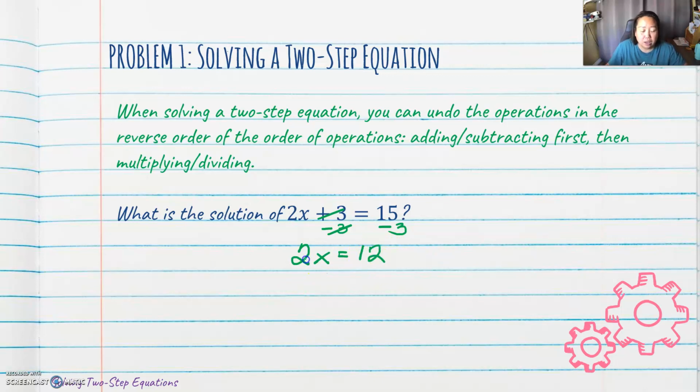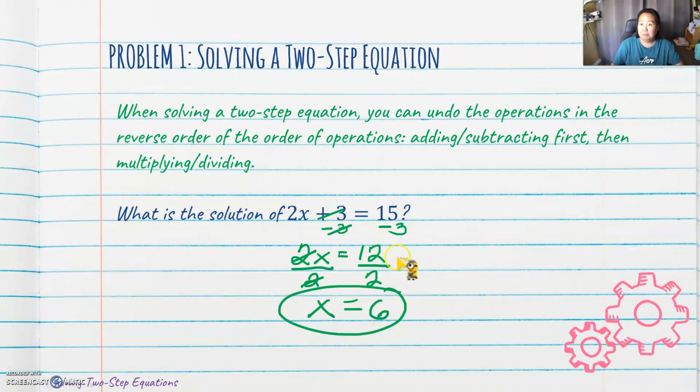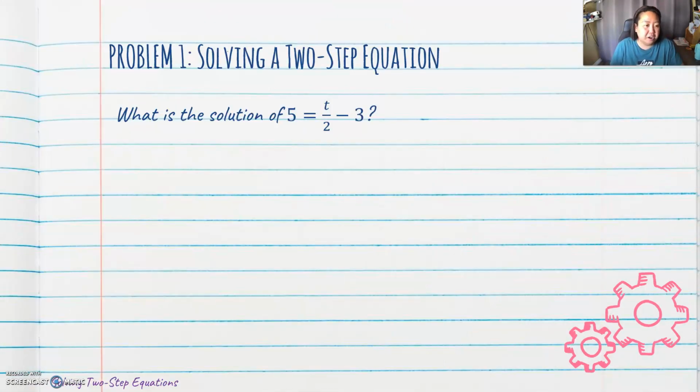Now it's a lot easier for us to isolate our x because we are down to only one operation, and that is multiplication. 2 times x can be undone by simply dividing by 2. So we divide by 2, and we also divide 12 by 2. 2 divided by 2 is 1, so that cancels out. And x is now 12 divided by 2, which is equal to 6. So that is how we can solve two-step equations. We eliminate the addition and subtraction first, and then we follow with the division and multiplication afterwards.